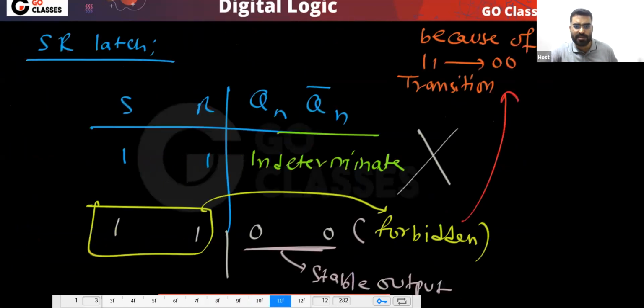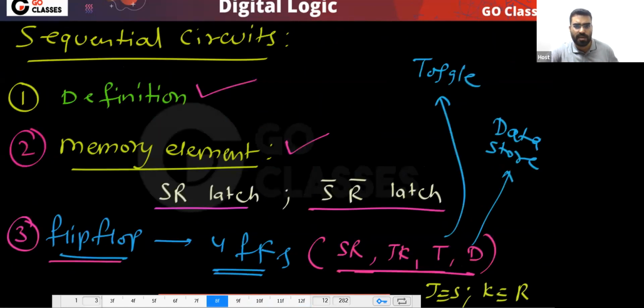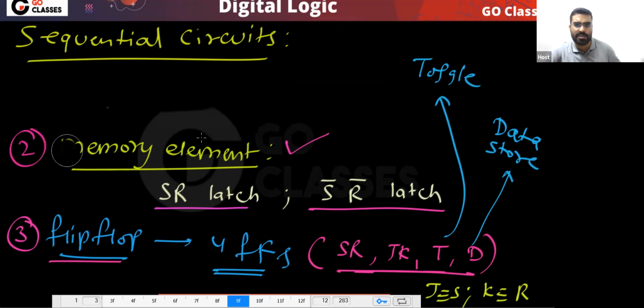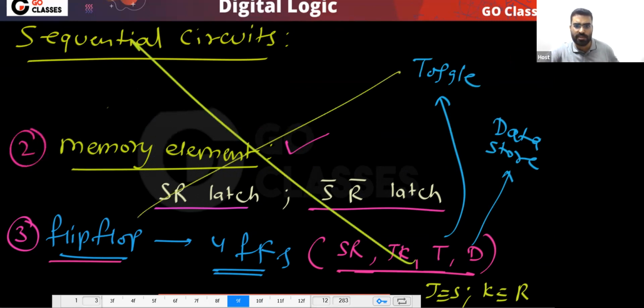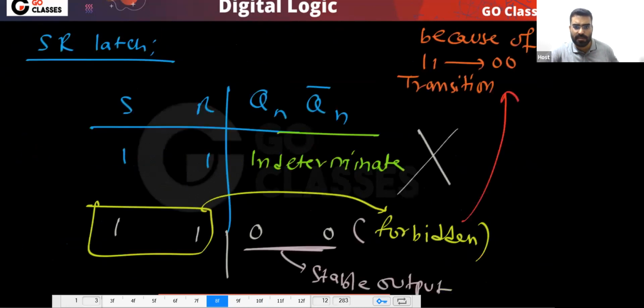What was the next thing we have seen in the sequential circuits? The third thing? We have seen all the flip-flops. Then the fourth thing we have seen is flip-flop conversion, correct? We have seen clock.